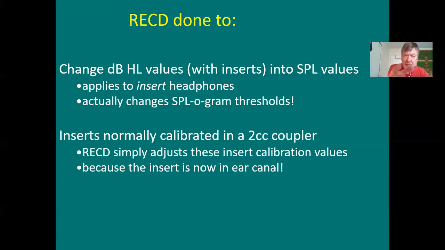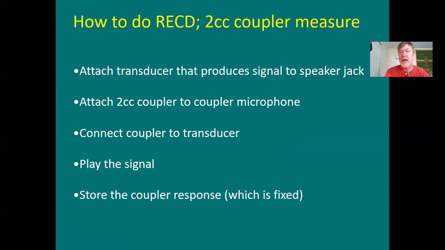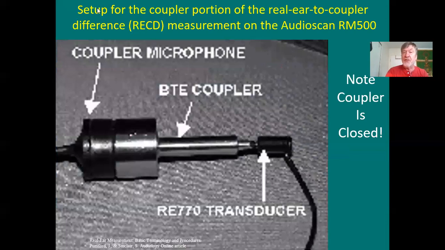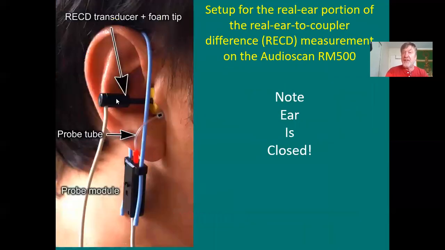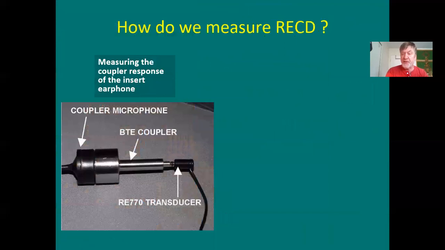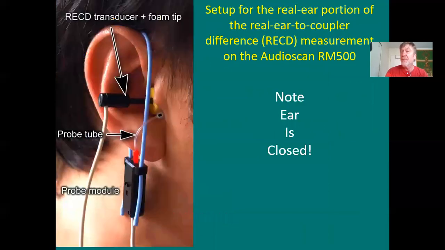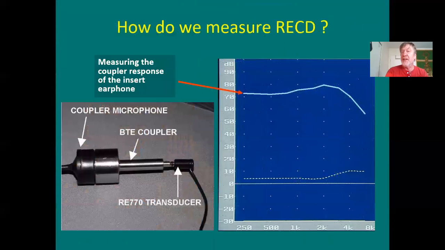What I'm getting into here is a little bit of the nitty-gritty of how it's done, but don't freak out too much. I want to show you a picture of how they do RECD if you were to actually measure it. Here's a 2cc coupler, and here's the measurement tool stuck into the 2cc coupler. Then you take that same measurement tool, which is part of your real ear system, and put it on a sponge inside the guy's ear canal with a probe tube in, and you measure what the difference is between this and this. The ear canal that's closed is smaller.